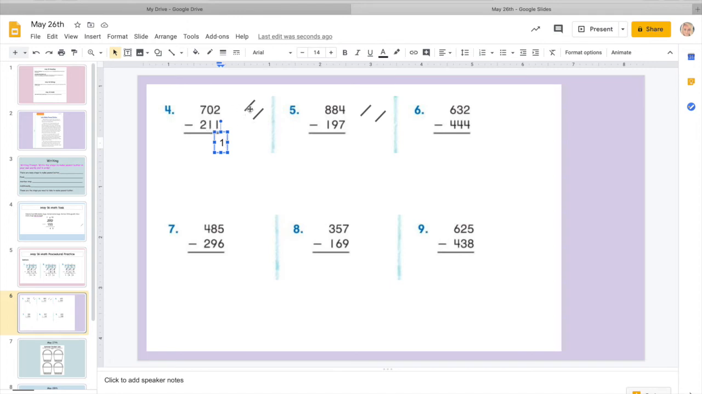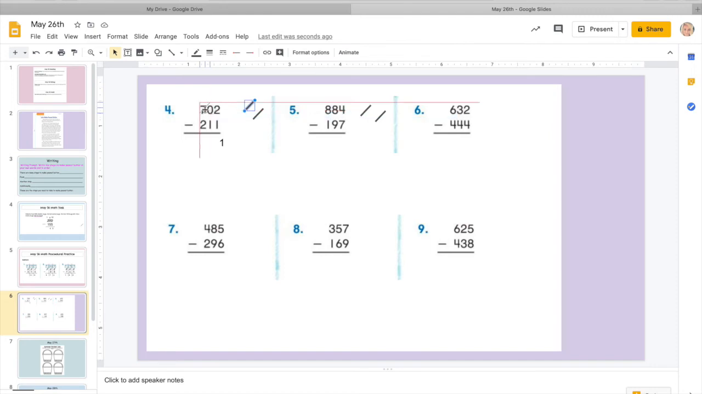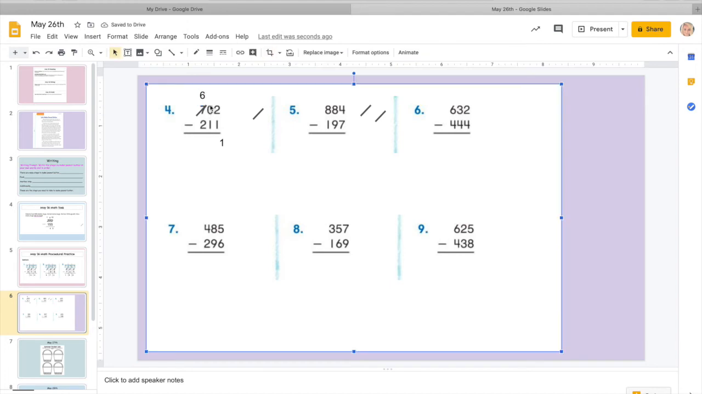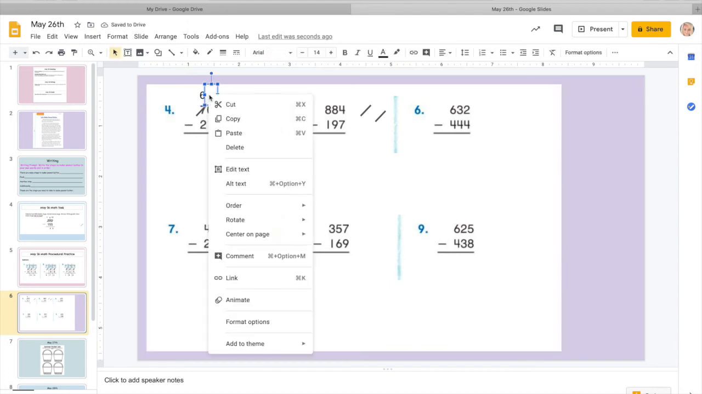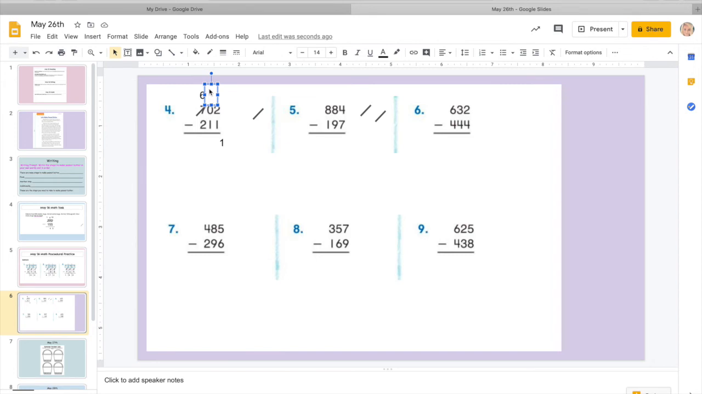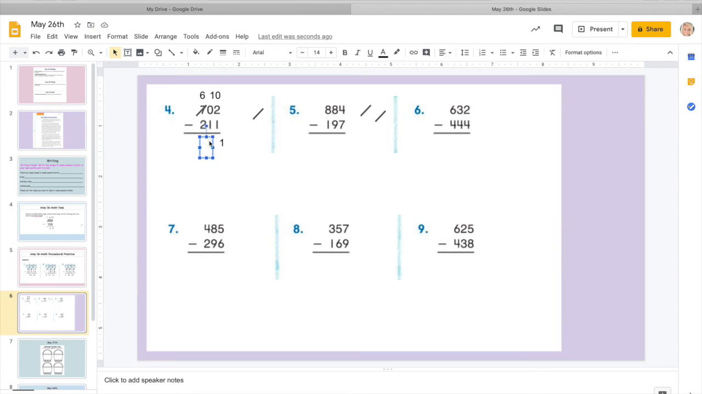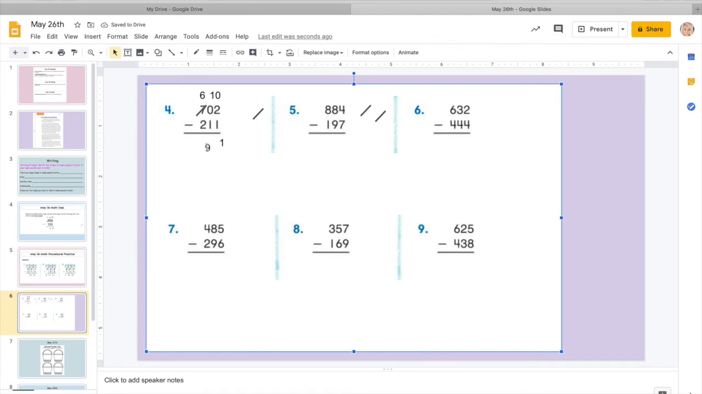0 minus 1. 0 is less than 1, so we are going to need to borrow from that 7. That 7 is going to become a 6, and that 0 is going to become a 10. Let me drag that over a little bit more. Okay, so subtracting the tens column, 10 minus 1. We know if you have 10 of something and you take 1 away, it is 9. That is finishing step 2.